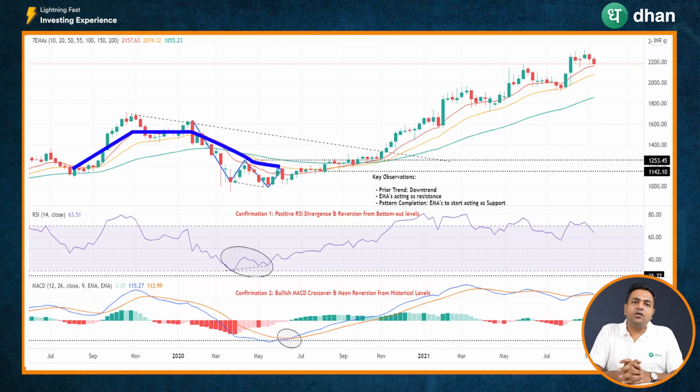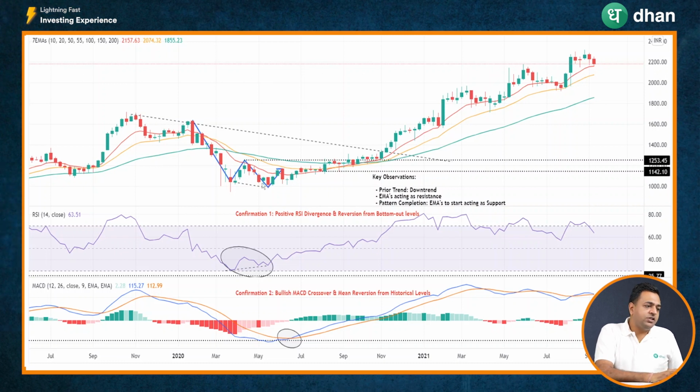If you notice the oscillators like RSI and MACD which I have plotted in this example, the RSI is giving you a visible positive divergence, implying that the buyers are now taking control back from the sellers, and the MACD is giving you a bullish crossover, although it is still in the negative territory.